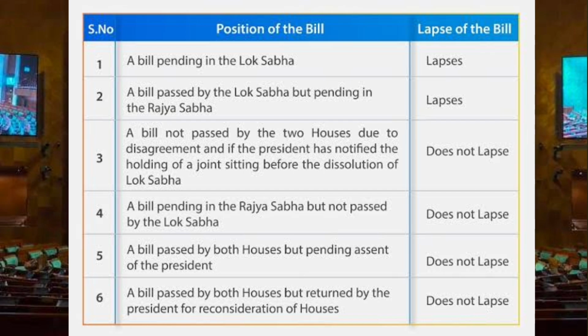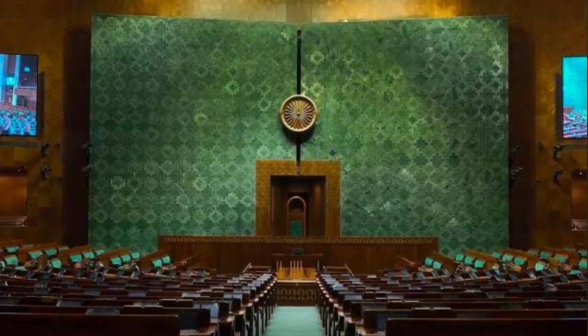Also, bills passed by both houses but returned by the President for reconsideration do not lapse. A bill originated and passed in Rajya Sabha which is not passed by Lok Sabha does not lapse, and a bill pending in Rajya Sabha which is not passed by Lok Sabha does not lapse.